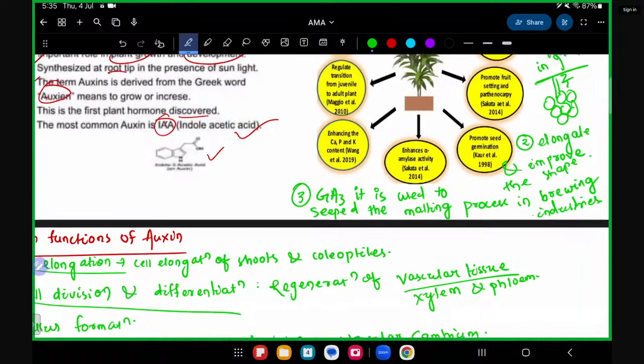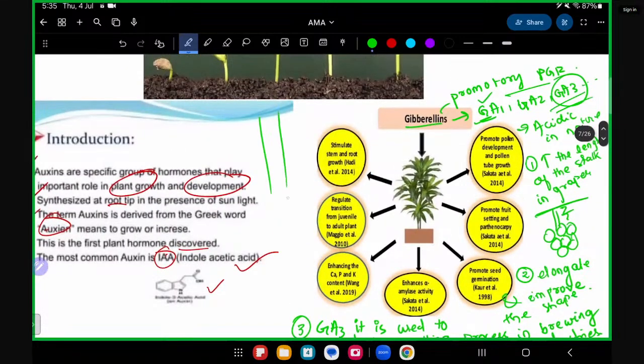Okay. Then, you know, sugarcane. This is the sugarcane. These are the nodes. Okay. The sugar or the juice is stored in this part, right? If we increase the length of this part, then the productivity or the production of the crop will be increased, right? The gibberellic acid, that is gibberellin, increases the length of the stem in sugarcane. It increases the length of the sugarcane stem. Okay.